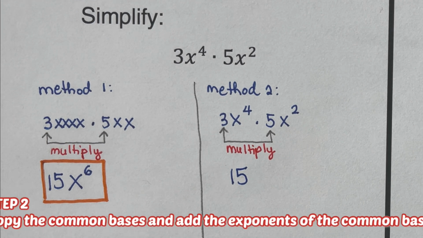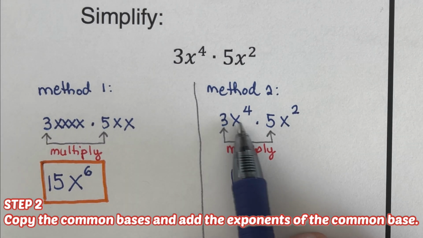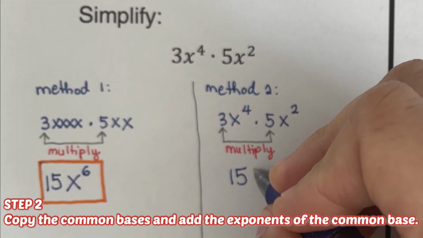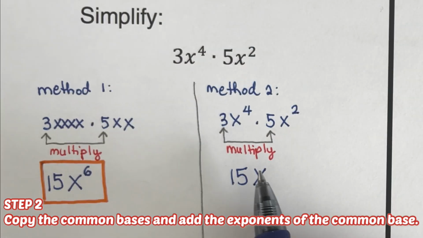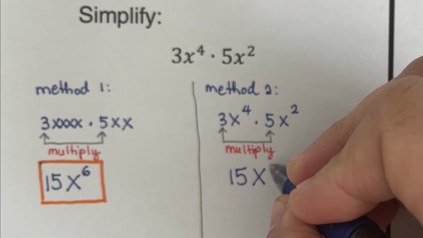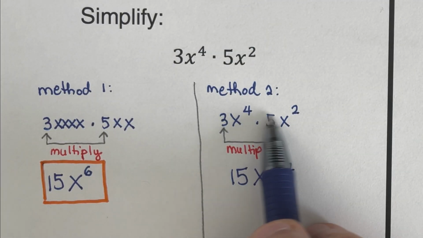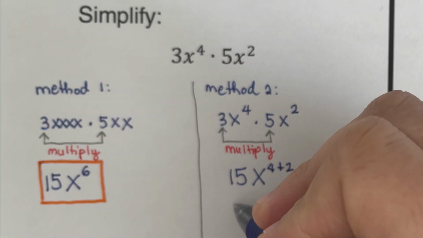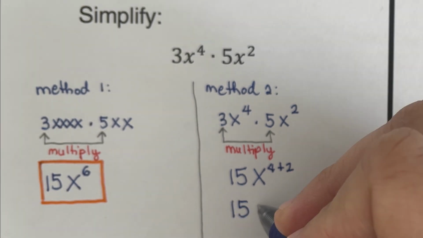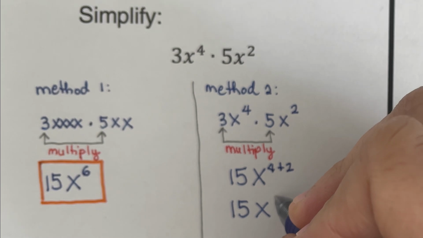I'm just going to go ahead and write 15. And then the second step is to copy the common bases and add the exponents of the common base. The common base that we have here is x. So I'm going to write x, and then we're going to add their exponents. The exponents are 4 and 2. So I'm just going to show 4 plus 2, because again, we're supposed to add their exponents. So this would come out 15 x raised to the power 4 plus 2, which is 6.